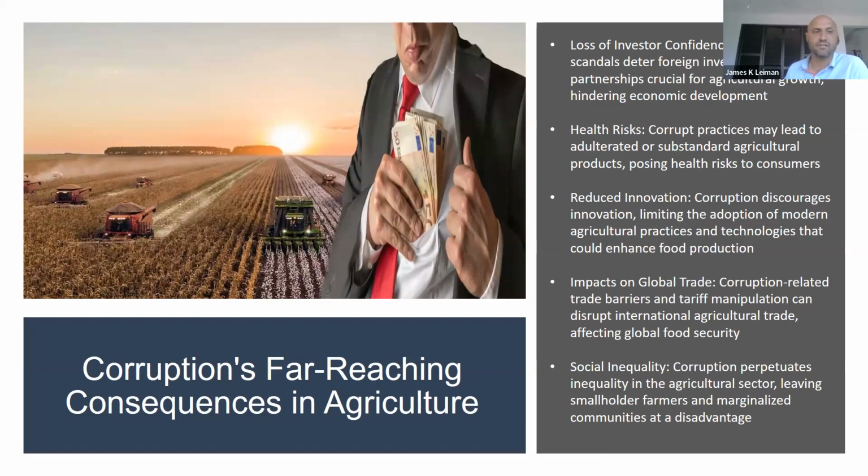Then impacts on global trade. Corruption-related trade barriers and tariff manipulation disrupt international agriculture trade, affecting food security. This is kind of what we're seeing in Ukraine right now, as 5 countries in the European Union are continuously blocking Ukrainian food imports. And then social inequality, because corruption perpetuates inequality in the agricultural sector, and it leaves smallholder people or farmers holding the bag, and then marginalized communities at a disadvantage.